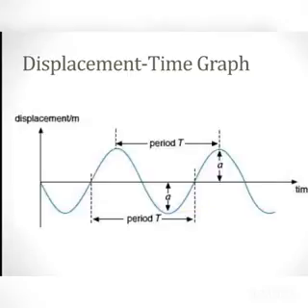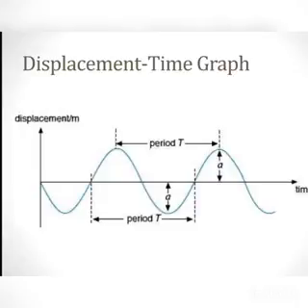Next is the displacement time graph. This graph is used for two things: to find the amplitude and to find the period of the wave. And by finding the period and taking its reciprocal, we can find the frequency of the wave. So this graph is useful for amplitude and the period. In this displacement time graph, the displacement again is taken along the vertical axis, and the time is taken along the horizontal axis. Fine. So how will we find the period of the wave?